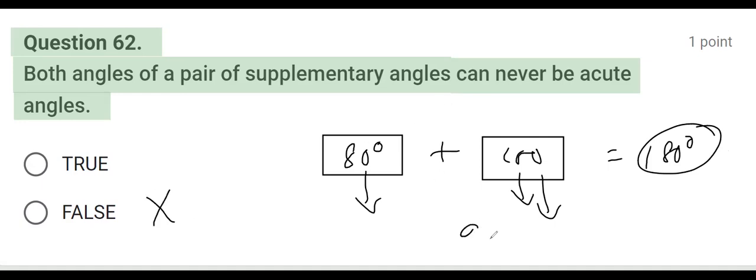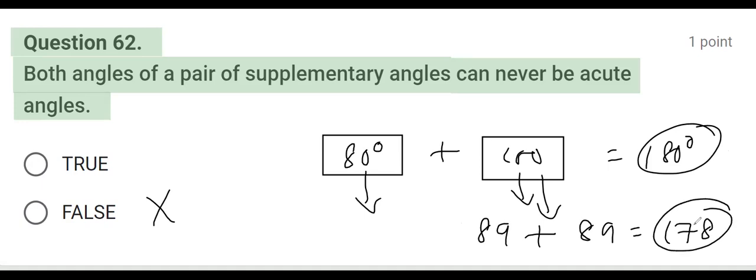Two acute angles, even if I take an angle like 89 or maybe 89 point something, less than 90 degrees, and the other say 89 again, we end up getting 178, which is not equal to 180 degrees.